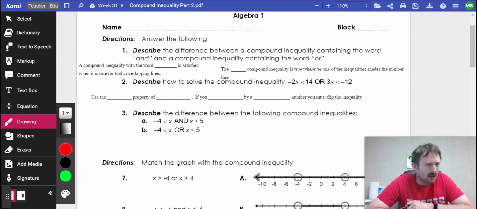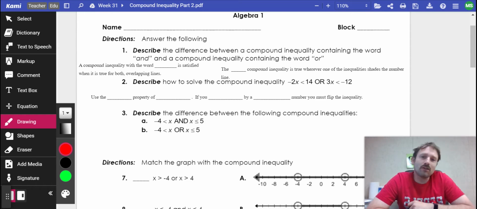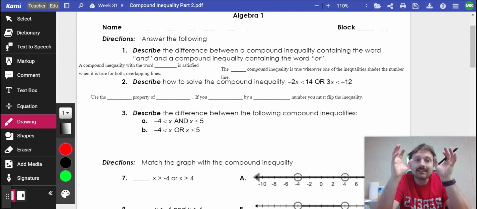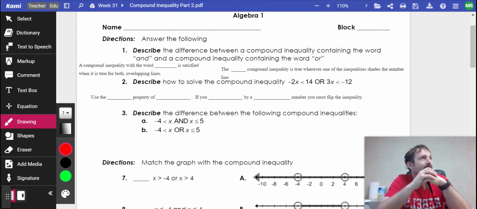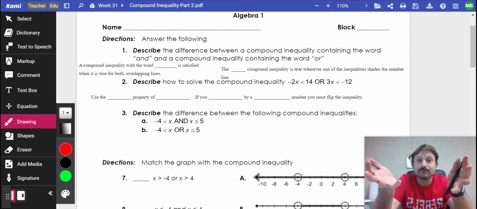Let's do the first page right here. Describe the difference between a compound inequality containing the word "and" and a compound inequality containing the word "or." If it's a compound inequality with "and," it needs to satisfy both. So "and" think both. I want you to get me a double and a chocolate shake. That means I want both.